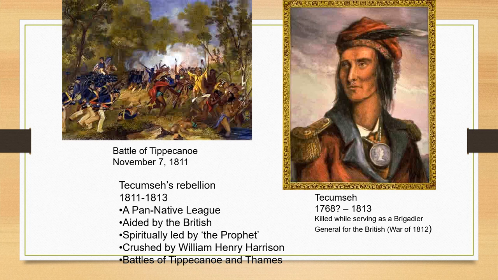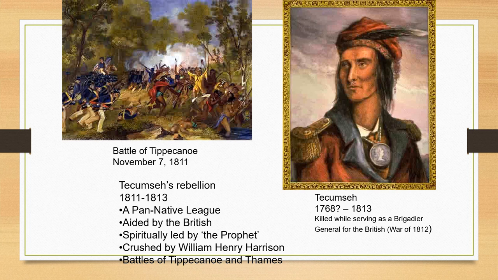Aided by the British, he does get aided by the British. They give him all sorts of trade goods, musket shot, powder. They give him everything that they can to form this Native American League. And that will be basically the Ohio River Valley. Spiritually led by the prophet.